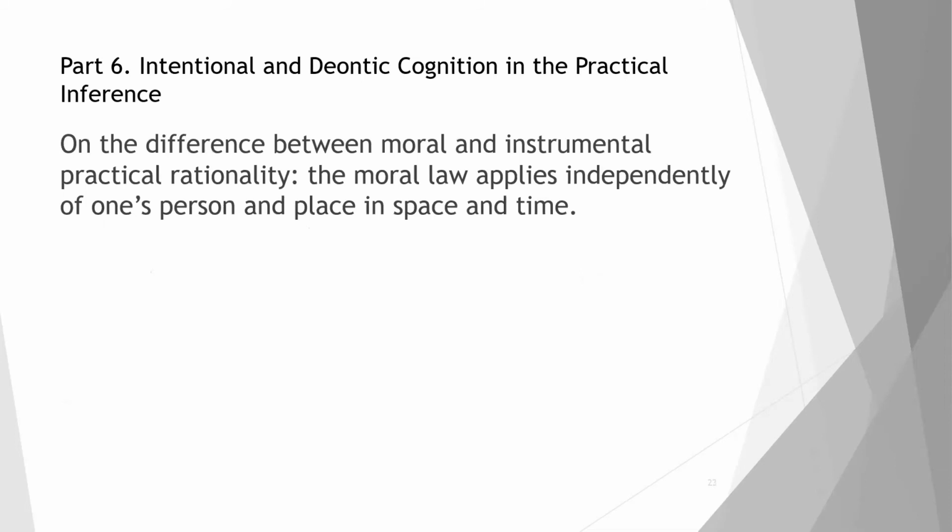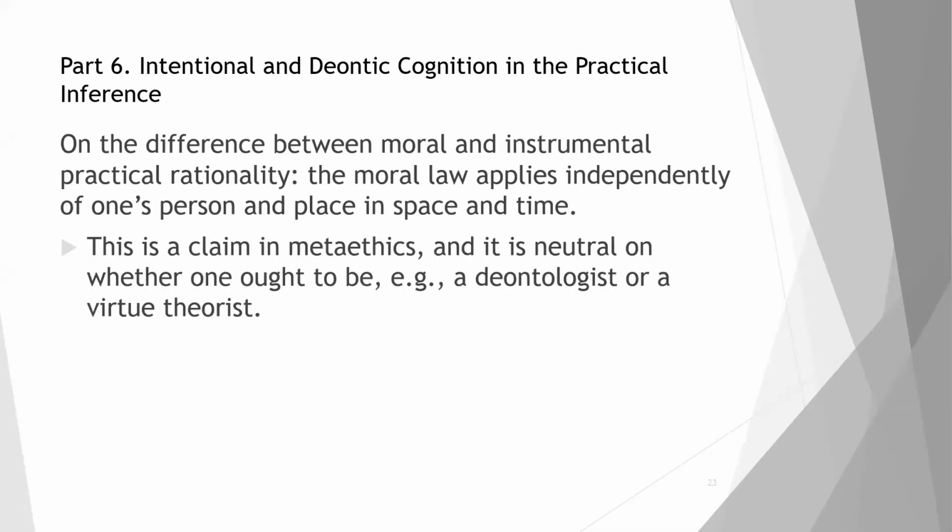Okay, so I think that we can then spell out a difference between moral and instrumental practical rationality in the sense that the moral law applies independently of one's person and place in space and time. It's not contingent upon one person or a group of people's desires. That's a claim in meta-ethics, though. That's a claim about the semantics for deontic modality as being unrestricted when it comes to the agents and circumstances that a duty or an obligation applies to. It's not a claim in normative ethics. So as far as I can see, that's compatible with being a deontologist, a virtue theorist, an ethics of care, consequentialism, what have you.